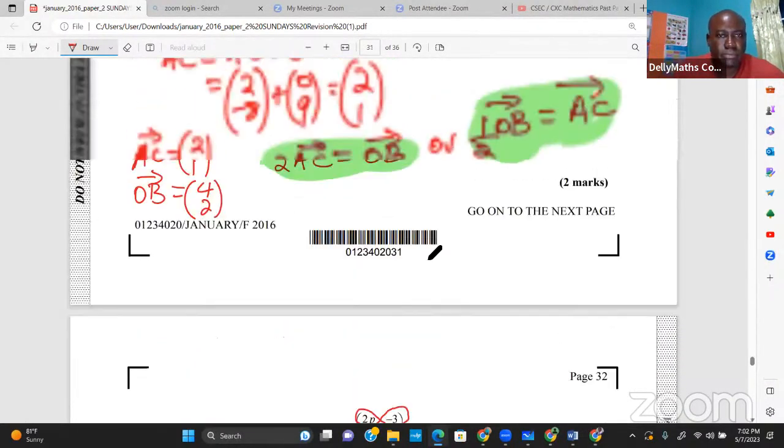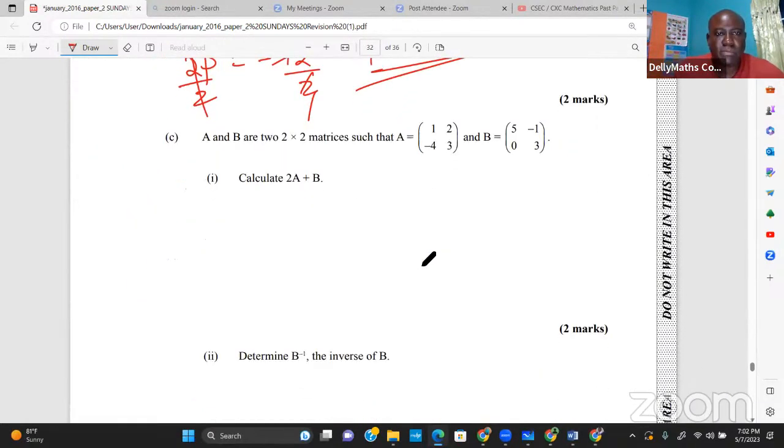Next one. It says A and B are two 2x2 matrices such that we have those. They want you to calculate 2A plus B. All right. 2A. Let's find out what is 2A first. 2A means that you're going to multiply your A matrix by 2. Right? 2A means 2 times the A matrix. The result of that is 2 times 1, 2, 4, negative 8, 6.